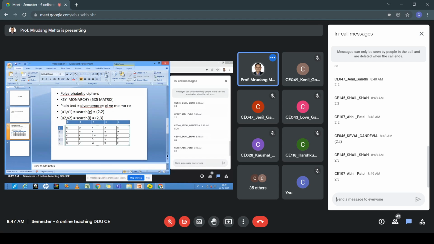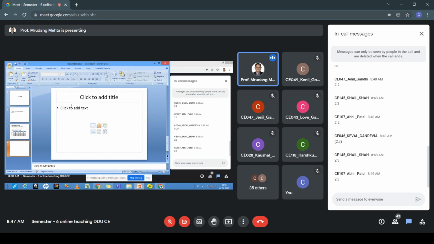If the characters are in the same row, then what should you do? G is the plain text, so its encrypted text will be I, that is the next character, so that is V1 plus 1. And for I, the encrypted text will be K, that is V2 plus 1. So we should write the algorithm in a general way for general understanding.